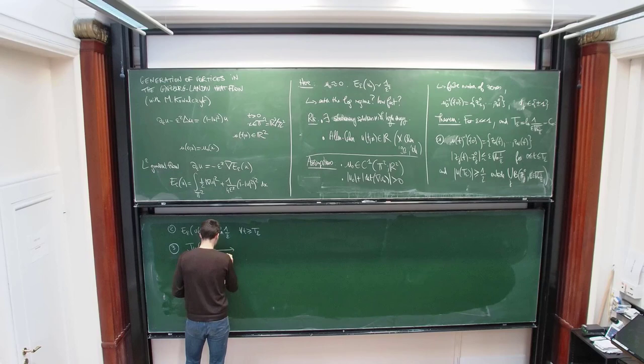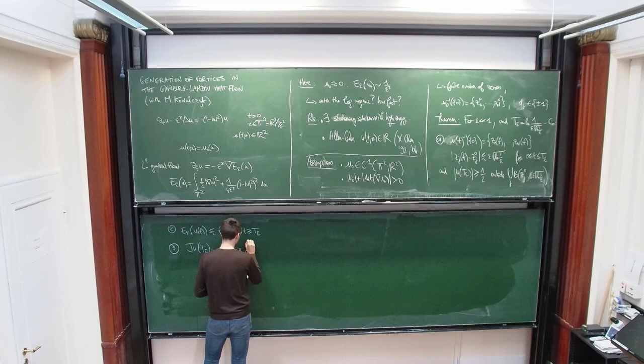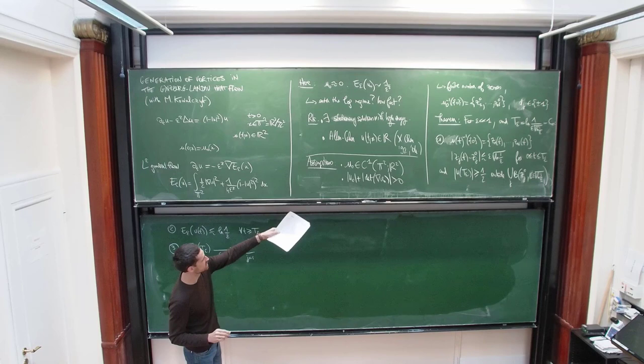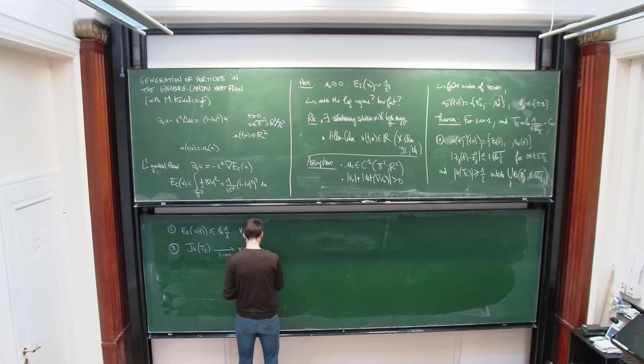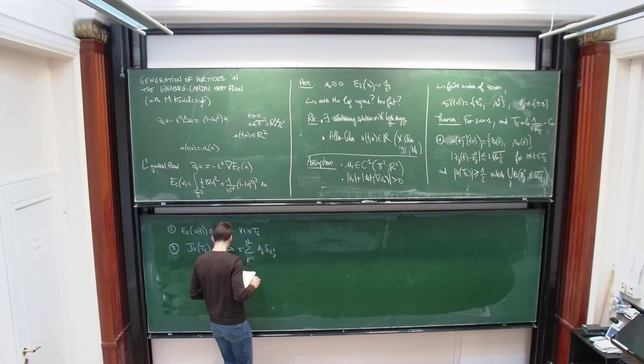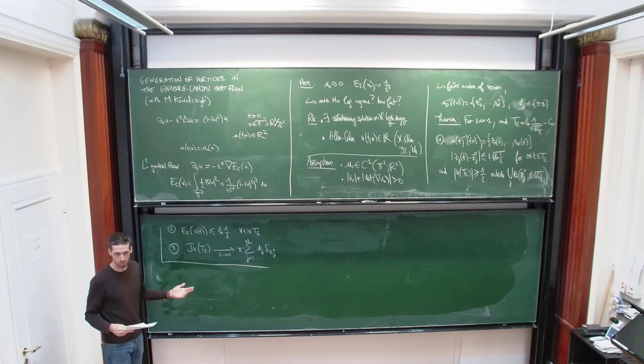You have vortices at those points zj0, because when epsilon goes to 0, they have not moved actually, and the degrees are the ones you start with. Okay, so in some sense, there is no surprise, right? This is what you would like to happen.